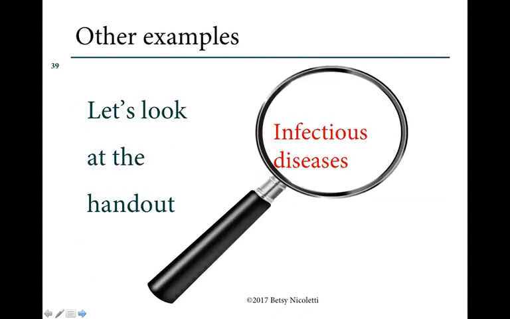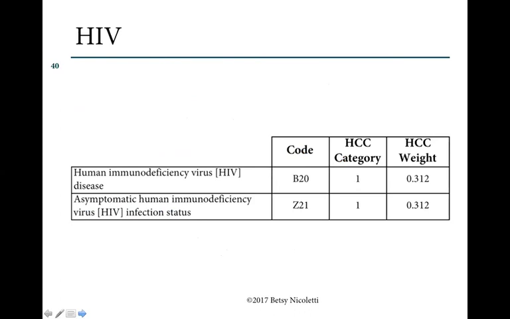And then I have obesity if you're on the handout on page 16. On page 17, I've got some infectious diseases. I've put them up here on the screen, but again, the print is small, so they're also on the page. Let's talk about the difference between HIV, B20, and asymptomatic human immunodeficiency virus, infection status, Z21. See that they're in the same category and carry the same weight.